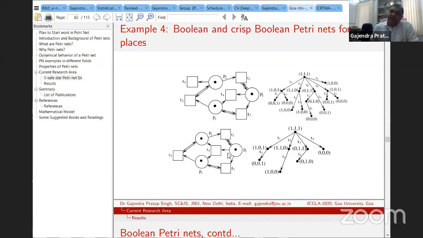And this is the Petri net. It consists of all the binary sequences. That means here, 3 places, 2 raised to the power 3, 8 binary sequences of length 3 are there. All are distinct here. And this is the Chris Boolean Petri net, and this is the Boolean Petri net.